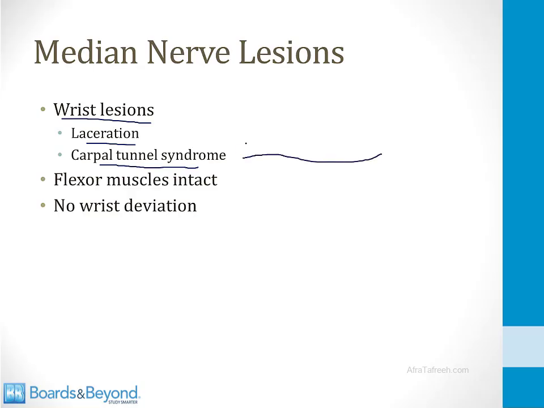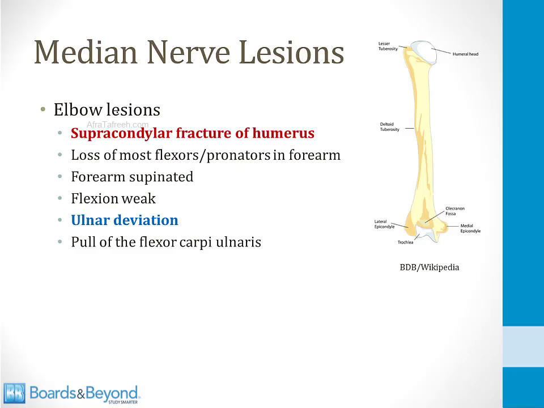And I talk about this in much more detail in the video on the wrist. When you have a wrist lesion, the flexor muscles in the forearm will be intact, so you won't see any of that wrist deviation we talked about earlier, but you will see all the findings in the hand that we described for median nerve lesions. You can also develop a median nerve lesion if there is an elbow problem. One of the reasons this commonly occurs is because of a supracondylar fracture of the humerus. That's a fracture in the lower part of the humerus right above the elbow.